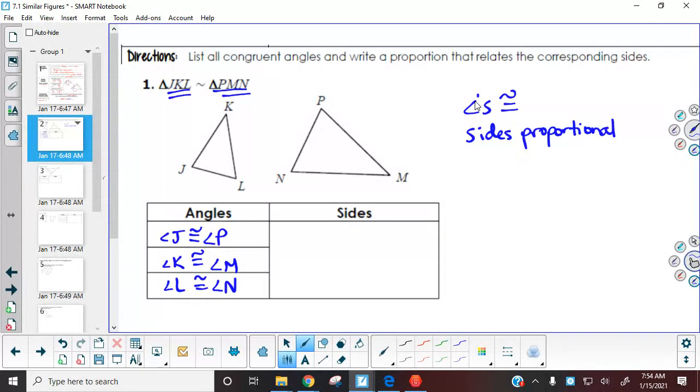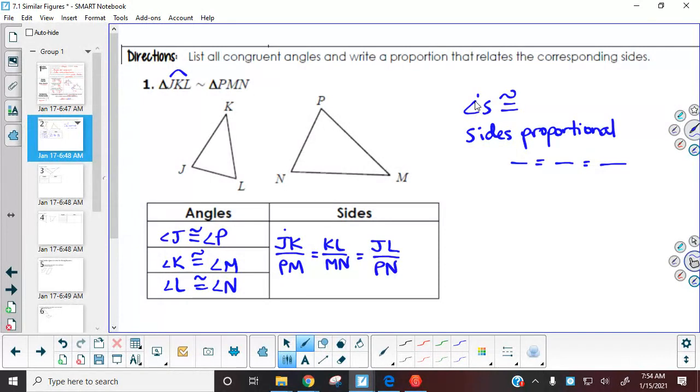And so for the sides, the proportional piece of this, the way that you would write this is you're going to set up, remember, proportional just means that you have a fraction equal to a fraction equal to a fraction. So JK corresponds with, and again, I'm using the name, JK corresponds with PM. Then I would have KL corresponds with MN. And then lastly, my JL, the first and last, corresponds with my PN.